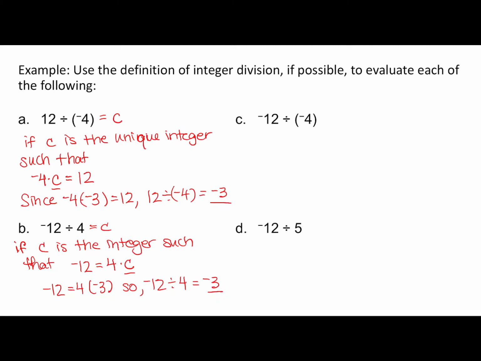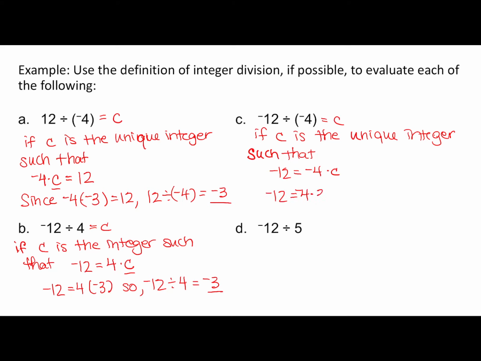How about part C? Again, I'm going to call this c, and this is if c is the unique integer such that negative 12 equals negative 4 times c. What do I need to multiply negative 4 by to get negative 12? 3. So that means that negative 12 divided by negative 4 is 3.